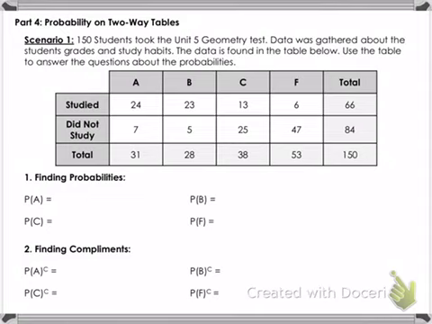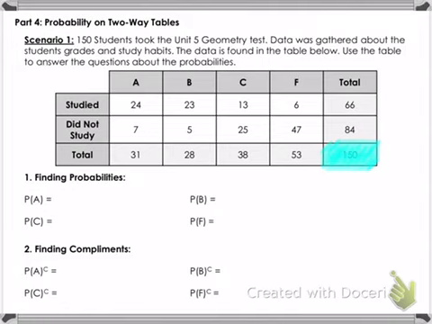So remember, first thing you need to know when you're finding probabilities is that overall total. On a two-way table, that overall total is always represented in that bottom right-hand corner. So our probabilities right now are going to be out of 150 because that's our overall total. So section 1 is just about finding the probabilities of columns and rows.